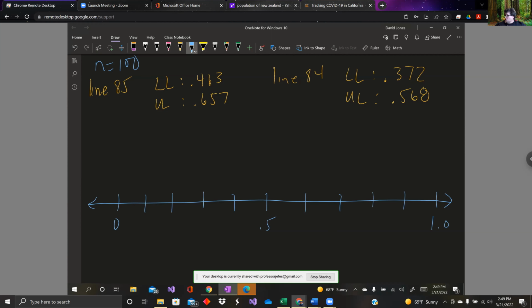All right, so we had our point estimate was 0.58, which is right about there. So one data set, I'll do the 85 first. It had a lower limit of 0.463, which is about there, and an upper limit of 0.657, which is right about there.